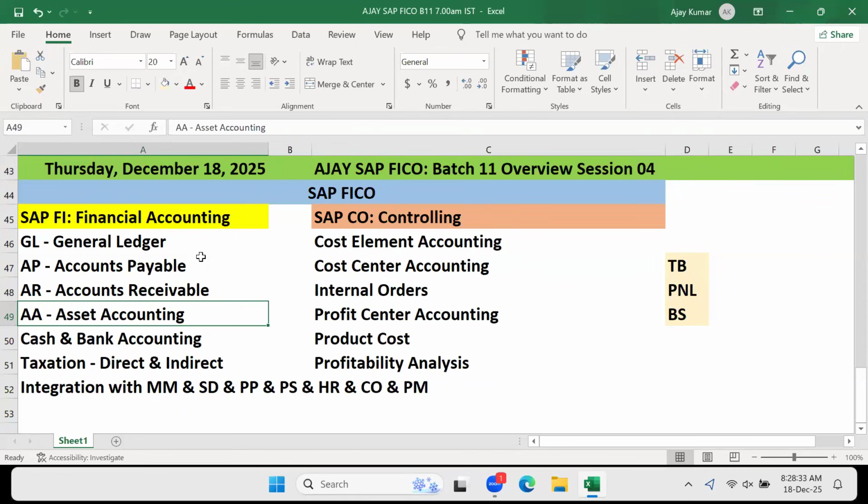I have one query. Let's take the case of integration of FI with SD. When it's already integrated, the entry will be automatically posted, right? So what will be the role of the FI consultant in that case? What entry has to post, when it has to post, and how the amount has to come is where you'll have to play a role as an FI consultant.